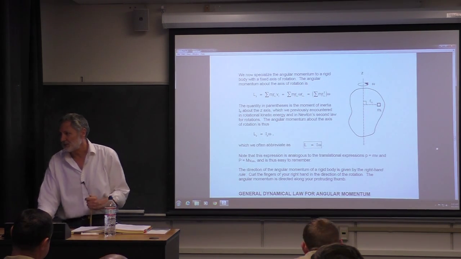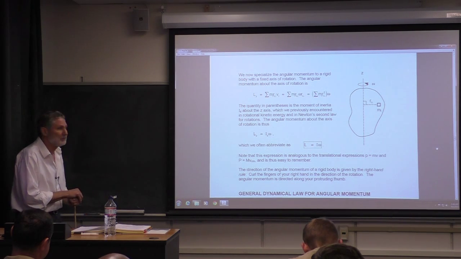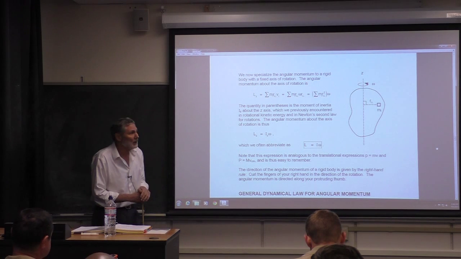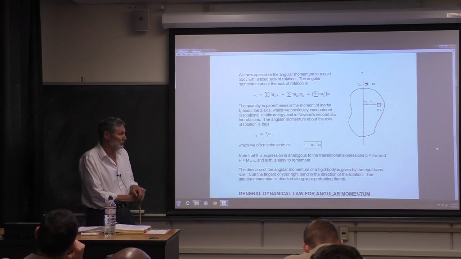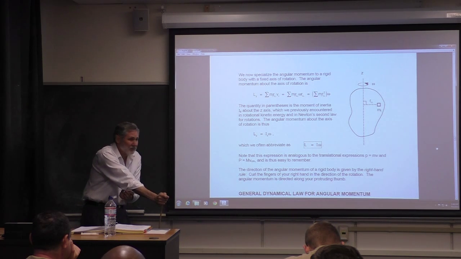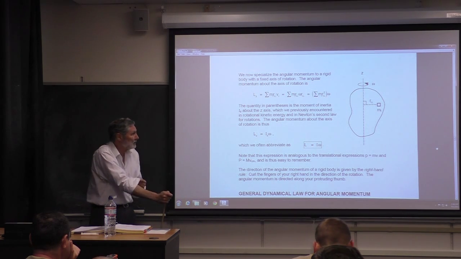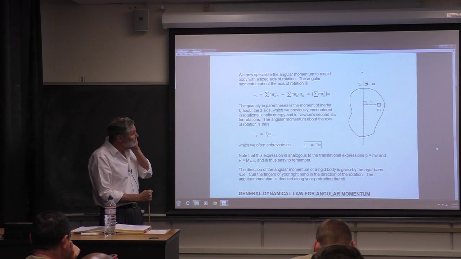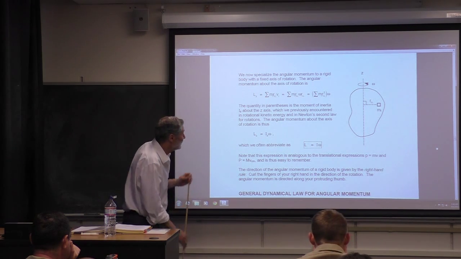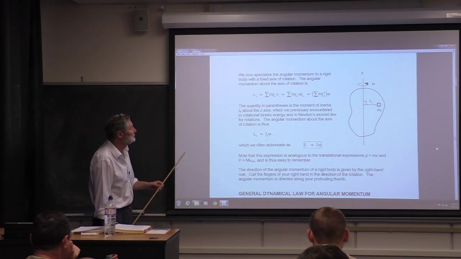So let's look at an example of that. Let's specialize to this case of a rigid body. All right, this is general so far. It doesn't have to be a rigid body, and it's true for any kind of axis direction. Let's go back to the previous chapter, in a sense, and just look at a fixed axis of rotation and a rigid body. What's the angular momentum?